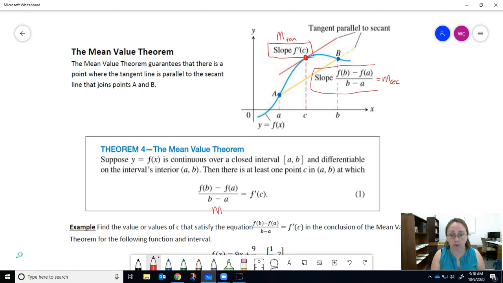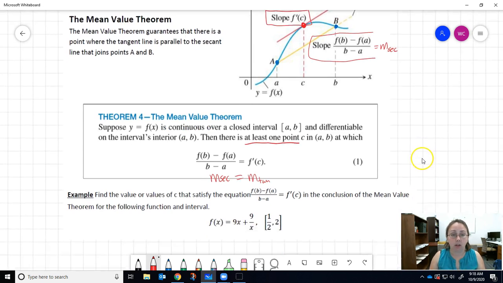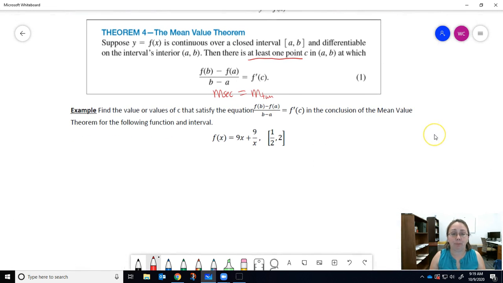It says the slope of the secant line, that's this fraction, is equal to the slope of the tangent line, which you already know is the derivative. Now, it doesn't say there's only one, it says there's at least one point where this occurs. Sometimes when you work these problems out, you could find more than one point where the tangent line is parallel or equal to the same slope as the secant line. So let me show you what kind of problems you'll be asked to do.